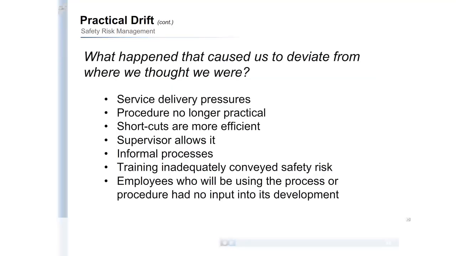What happened that caused us to deviate from where we thought we were? Service delivery pressures. Procedure no longer practical. Shortcuts are more efficient. Supervisor allows it. Informal processes. Training inadequately conveyed safety risk. Employees who will be using the process or procedure had no input into its development.